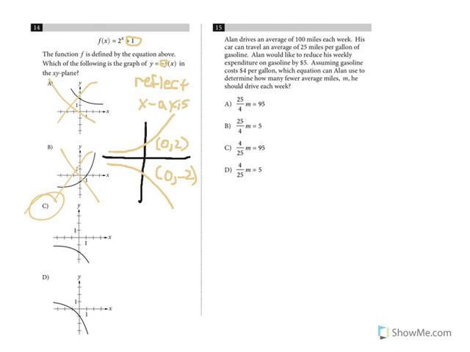All right, let's go. Alan drives an average of 100 miles each week. His car can travel an average of 25 miles per gallon of gasoline. Alan would like to reduce his weekly expenditure on gasoline by $5. Assuming gasoline costs $4 per gallon, which equation can Alan use to determine how many fewer average miles M he should drive each week? All right, so we have a little bit of complexity going on here.